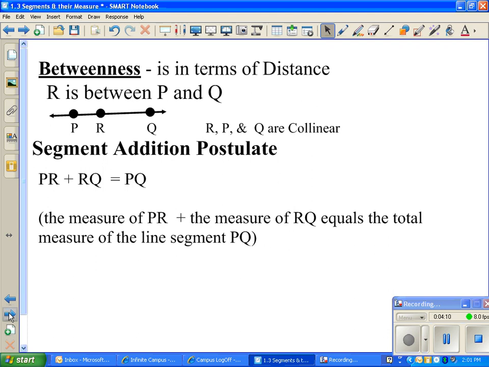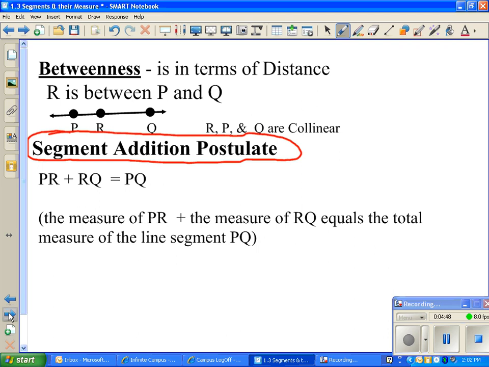A math term is betweenness. Okay, betweenness is in terms of distance, and an example is if R is between P and Q. You draw me a line segment with the points P and Q on the ends, and R is somewhere between it. All right, if you read that, that's how you would draw it. R, P, and Q are all collinear. That means they're on the same line. And then you can use this postulate. It's called the segment addition postulate. You'll be using that a lot. You want to circle it or highlight it or something so you know where you can find it.